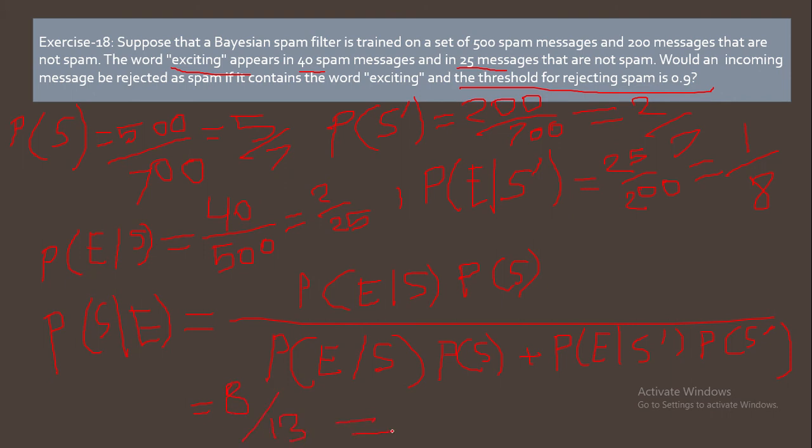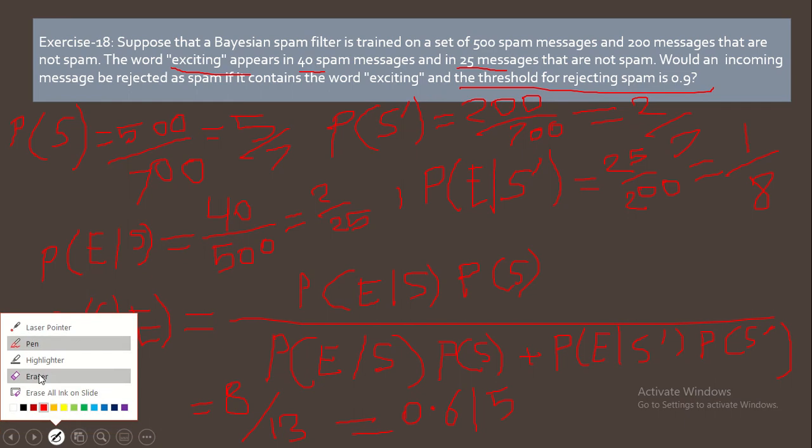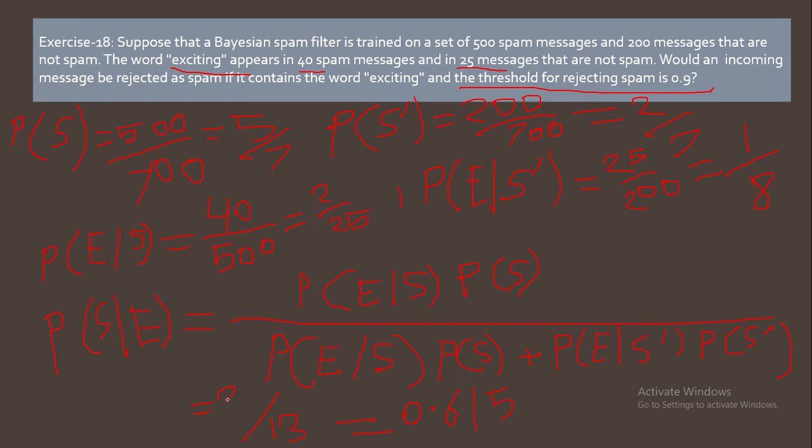Which is equal to 0.615. So the probability that the message is spam if the word exciting appears is 0.615. So we are asked whether this message will be rejected as spam or not. What is the probability that this message is spam, given that the word exciting appears? It is 0.615, right?